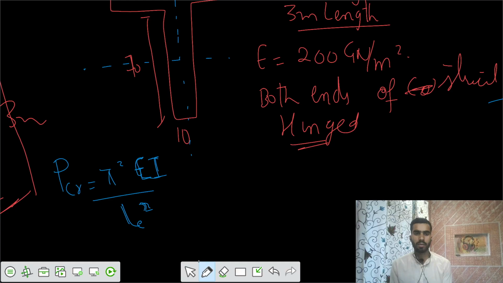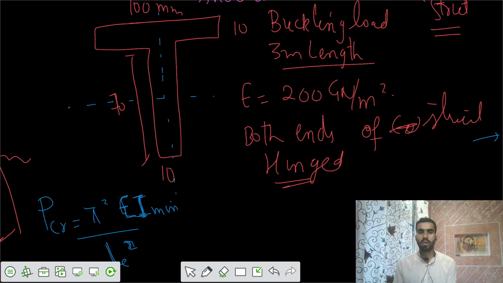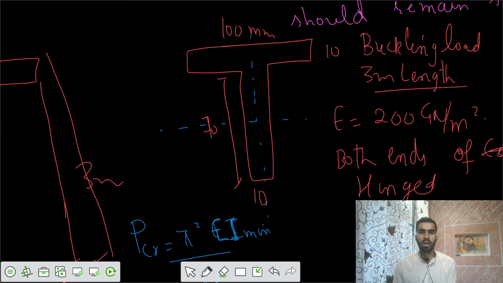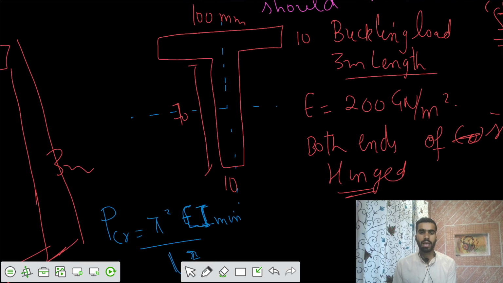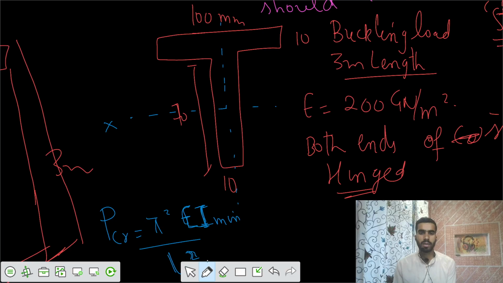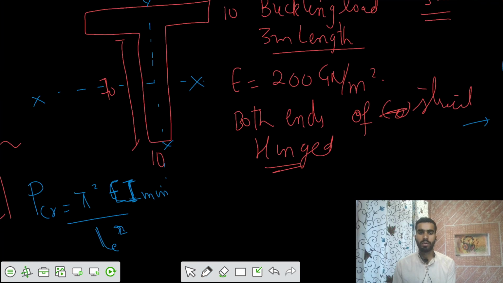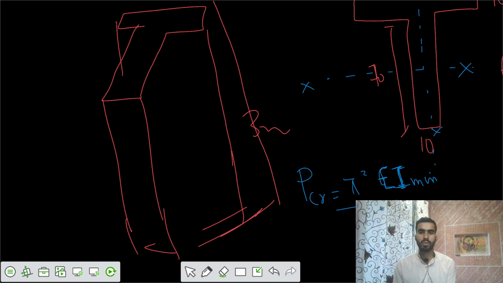But one thing is that we need to get the value of I minimum, because we have to take the minimum value of moment of inertia of that section. So we need to talk about that section which is a T section. We need to calculate I about some x-axis and some y-axis, so we need to calculate Ixx and Iyy. Let's take those values.